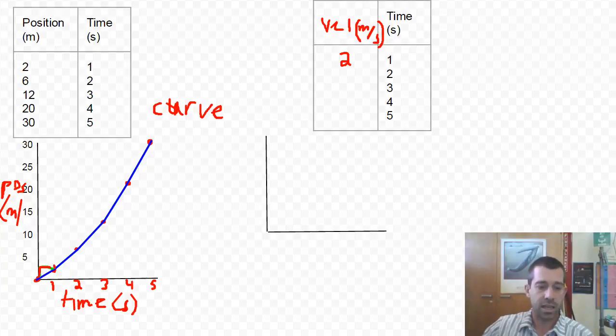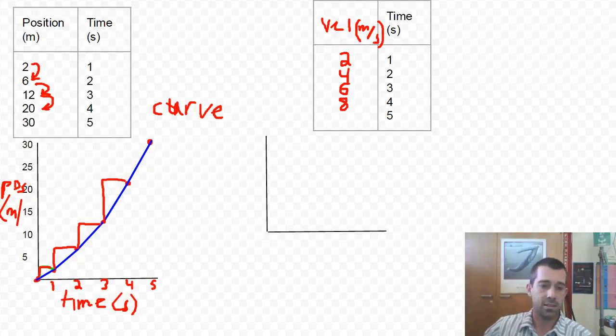And then for this part, it actually goes from 2 to 6. So see this jump right here, 2 to 6? That is 4 meters in 1 second. So we're going to write 4 meters per second here. This next jump is from 6 up to 12. So that's a jump of 6 meters in 1 second. Notice the velocity is increasing. Now our slope, we go from 12 to 20. That's a jump of 8 meters in 1 second. So our velocity is 8 meters per second.